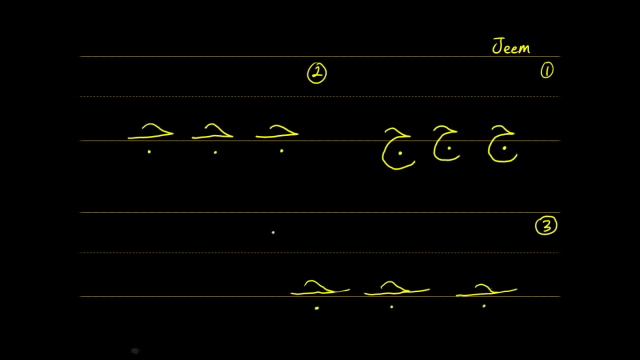Now, we're going to look at the final position for the Jeem. Again, the Jeem will connect, and then it'll look just like the independent position, but it will connect at the end. So it looks like that. So again, let's connect. And then like that. Connect. And then like that.